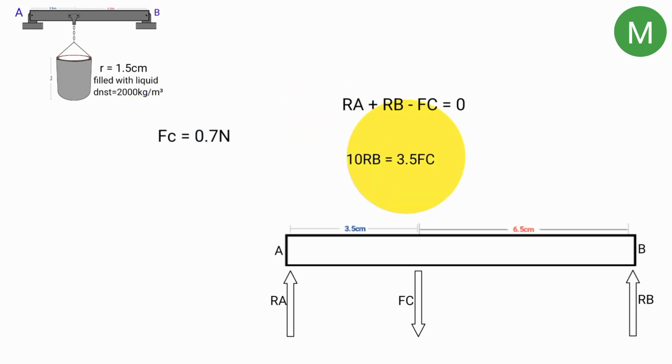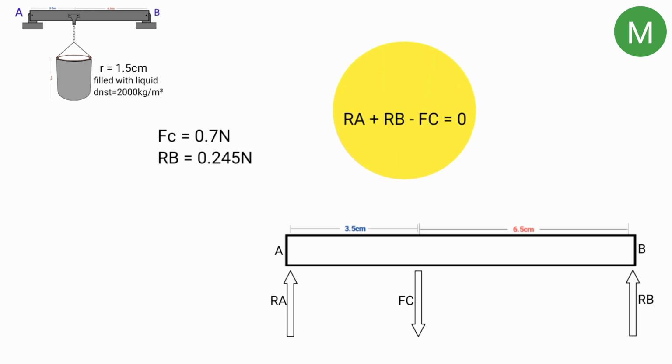Substituting here now into our equation, 10 RB equal to 3.5 times 0.7 Newton. 3.5 times 0.7 Newton is 2.45 Newton. So 10 RB equal to 2.45 Newton. Dividing both sides by 10 to make RB the subject, 10 RB over 10 equal to 2.45 Newton over 10. Here 10 cancels 10, and 2.45 over 10 is 0.245 Newton. Now RB equal to 0.245 Newton.